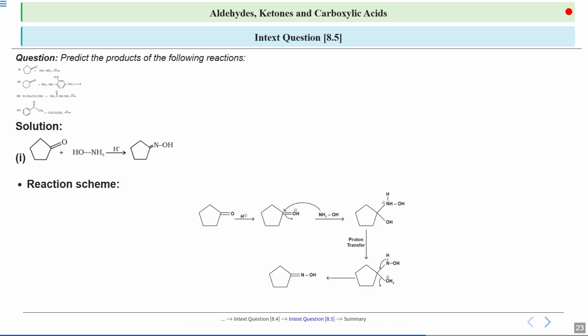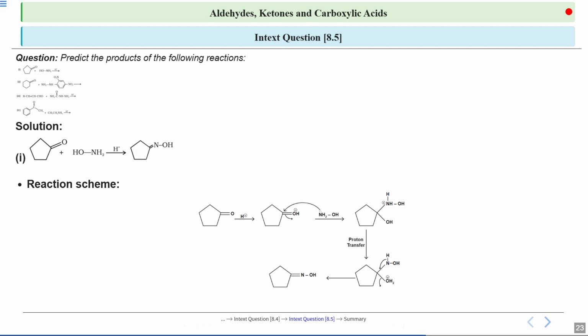If we look at the reaction scheme, first the carbonyl of cyclopentanone is protonated by an acid. So what will happen as a result? This will increase its electrophilicity. Now what will happen in the next step?